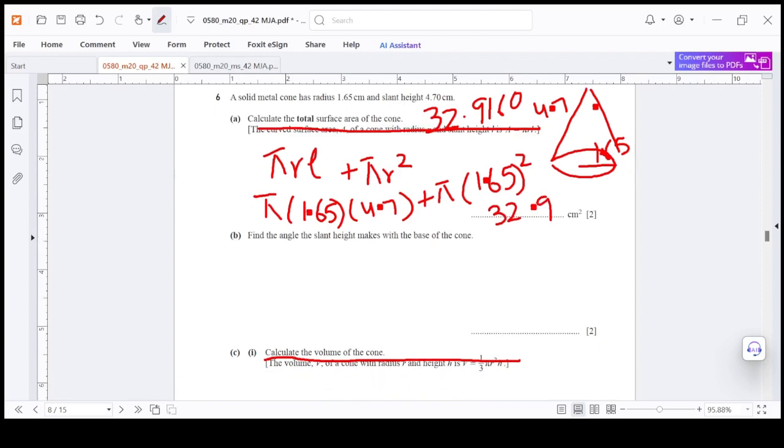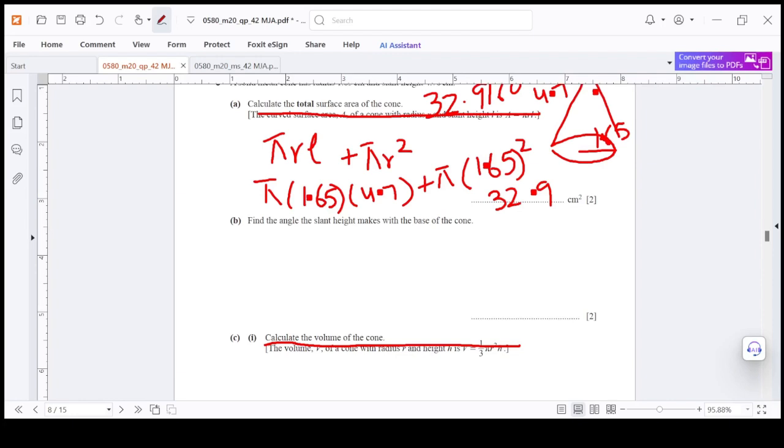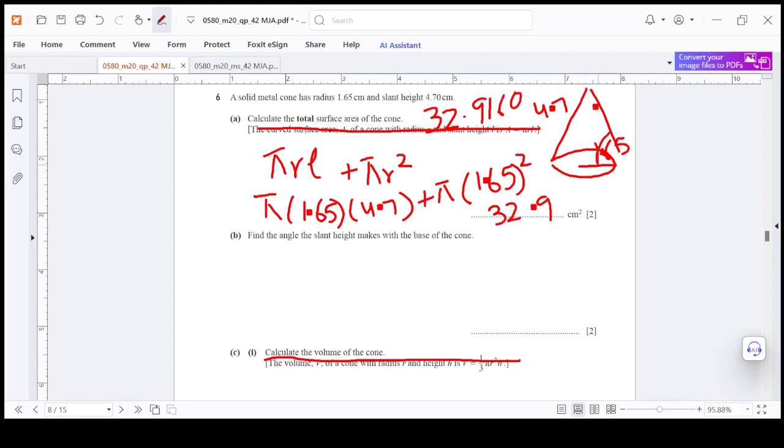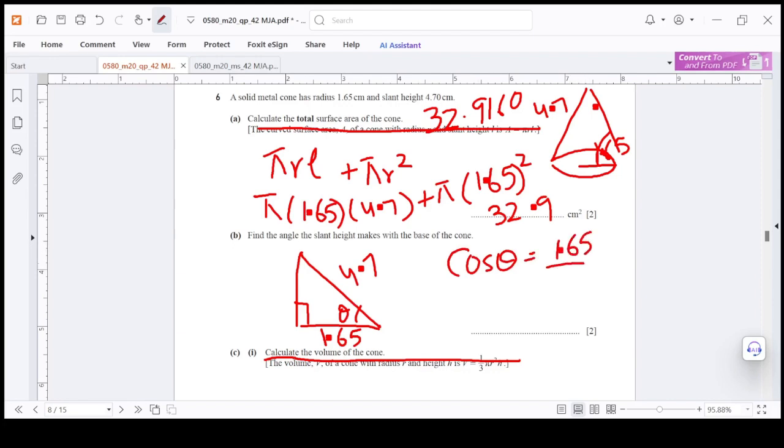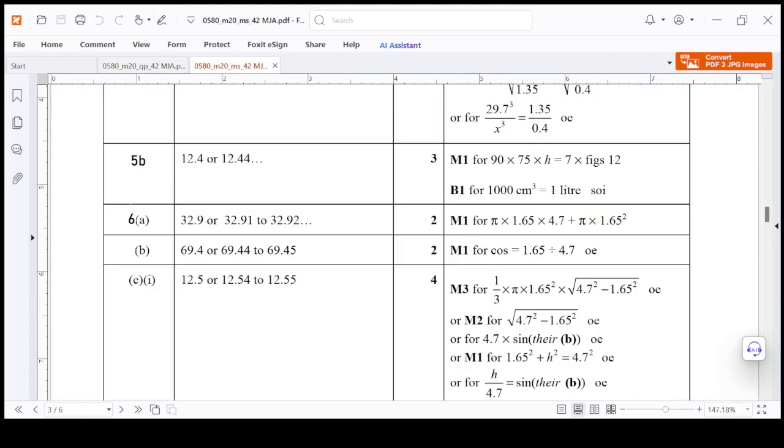Okay. Find the angle the slant height makes with the base of the cone. So we need this angle basically. We know that this side is 4.7 and the radius is 1.65, and we need this angle. So we're going to use a right angle triangle. CAH, so cos theta is equal to 1.65 over 4.7. Cos inverse of this: 1.65 divided by 4.7 gives 1.21 something. Let's check.